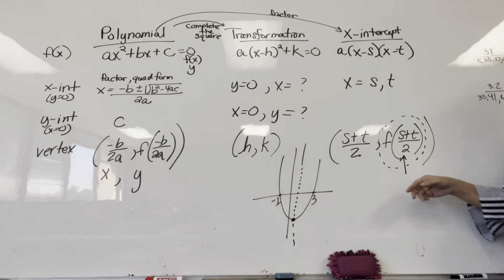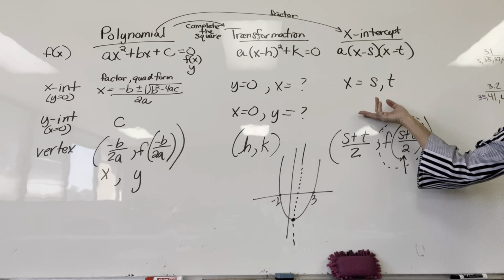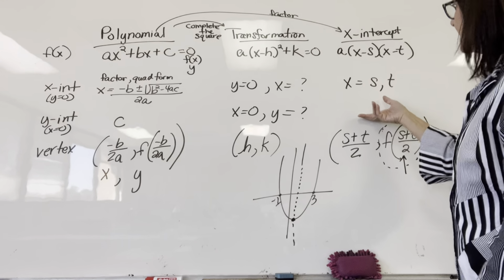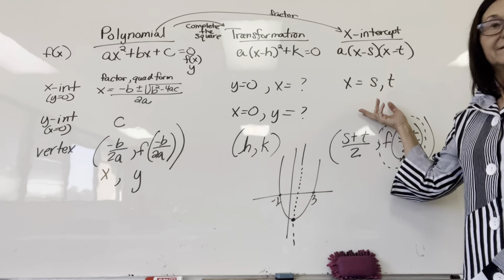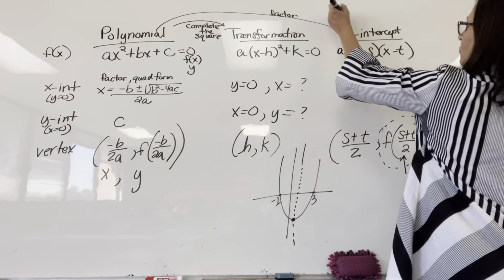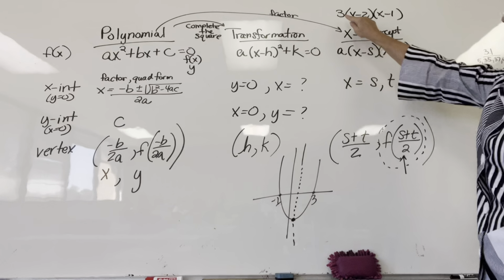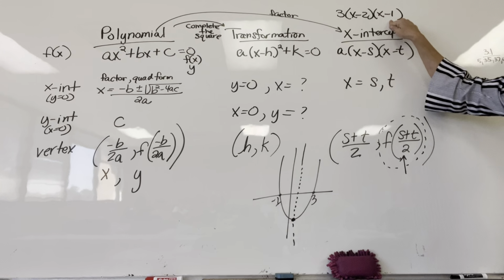All right? Now, how do I get the y-intercept? Well, how do you think I would get the y-intercept? I'd set x equal to 0. Or you can multiply a times s times t. Because wouldn't that be your constant? If the equation were 3 times x minus 2 times x minus 1, my constant is going to be 3 times negative 2 times negative 1. That's going to be the only constant.